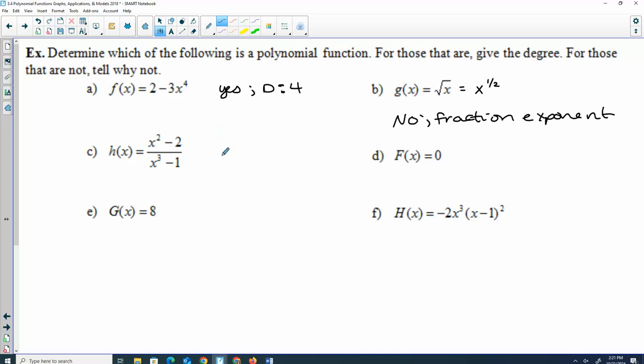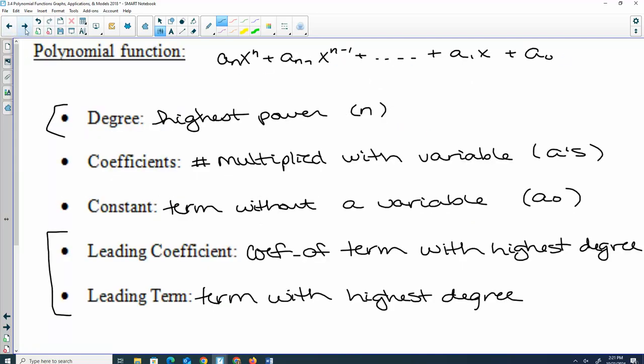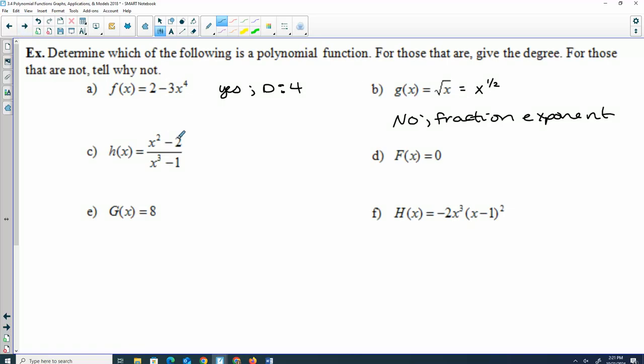What about c? Does that look like a polynomial? We said polynomials are just powers of x added together. What's wrong with this one? There's a variable in the denominator. Okay, so if we have a polynomial, we're not going to be dividing by a variable. So no variable on the bottom of a fraction, no variable under a radical.